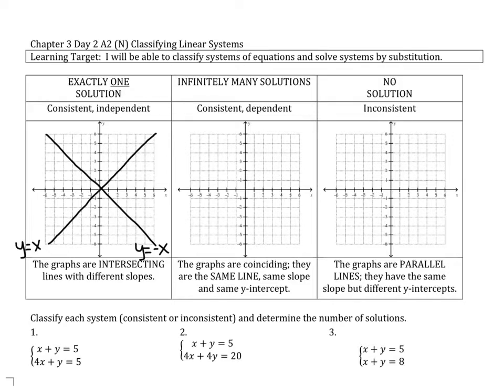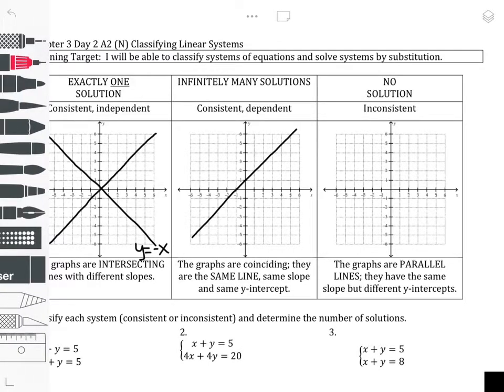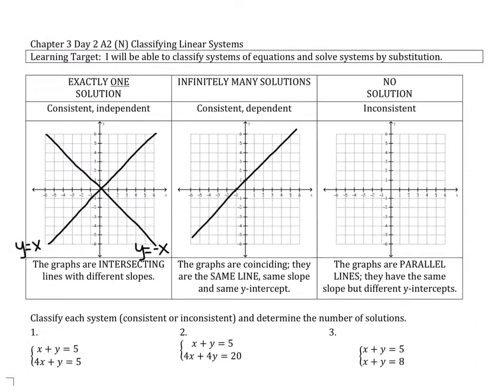Next, we have infinitely many solutions, and we categorize it as consistent dependent. The graphs are coinciding. They are the same line, same slope, and same y-intercept. So what will be considered the same line? Basically, if I have y equals x plus 1, and then the second one is exactly, let me mark it with a different color, y equals x plus 1.